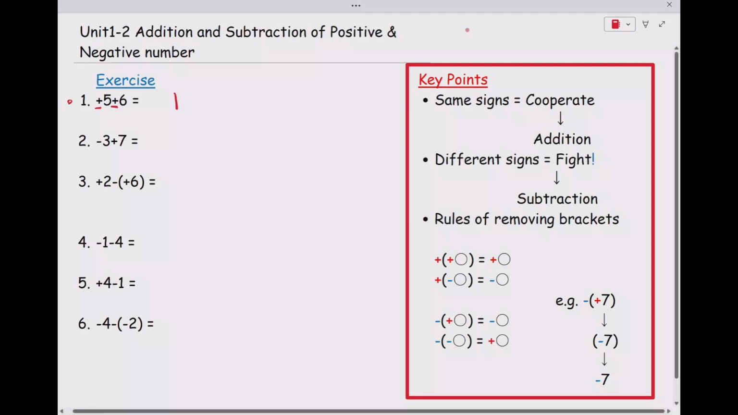Add 5 and 6, then you get 11. Since the signs are the same, they remain plus. So the answer is plus 11.